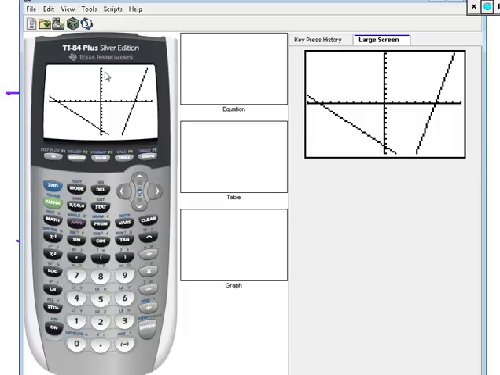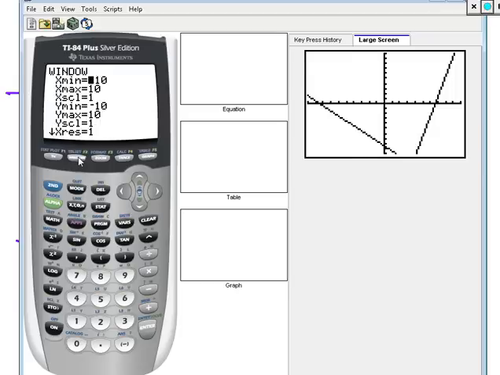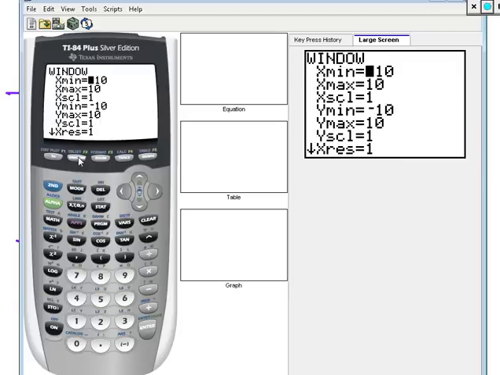Now there's maybe a problem here because I can't see the solution. I can't see the point of intersection. So if I want to change the window, go to Window, and you'll notice here it shows me, okay, I can see from -10 to 10 on the x and y axis. This 1 means that there's a tick mark every 1 unit.